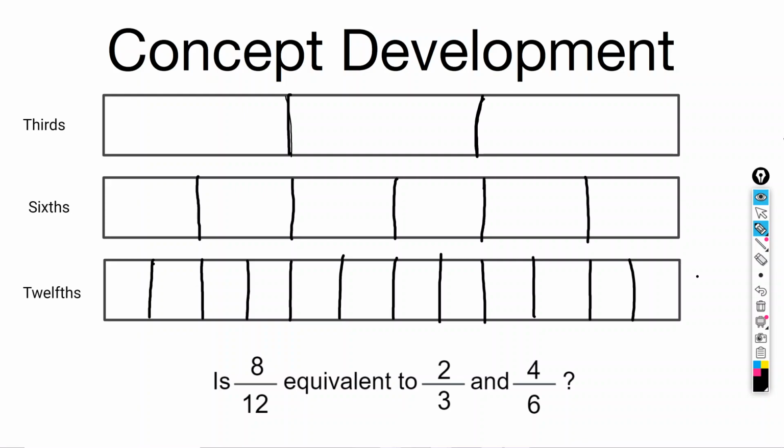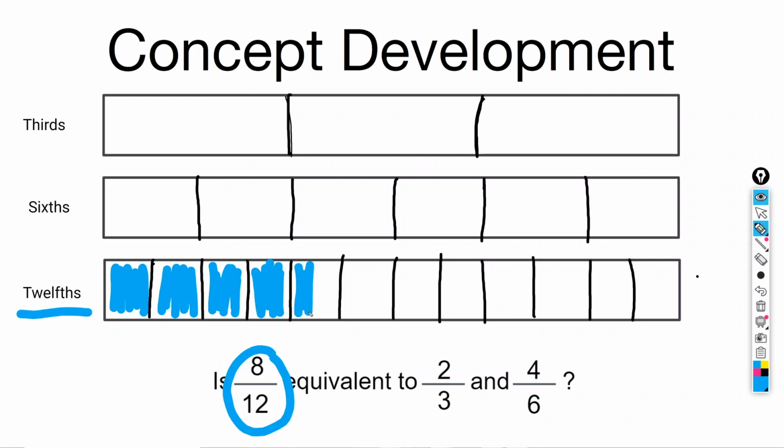So the next step is to figure out, is 8/12 equivalent to 2/3 and 4/6? So we're going to have to do some shading. First, we're going to do the 8/12. So here's twelfths. I'm going to shade 8 of those pieces. 1, 2, 3, 4, 5, 6, 7, 8. I've shaded 8/12, and I'm actually just going to go ahead and label that for us.